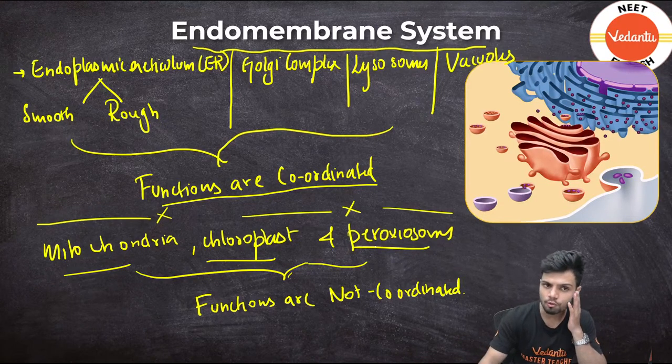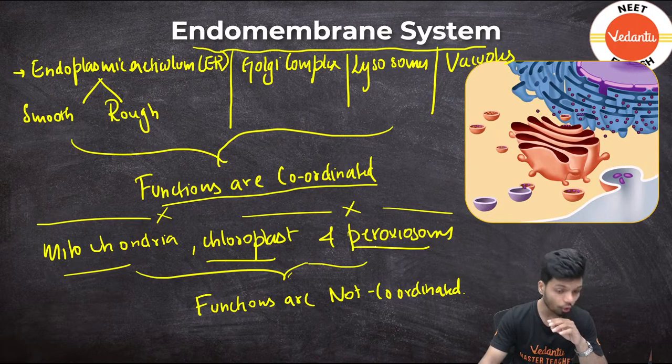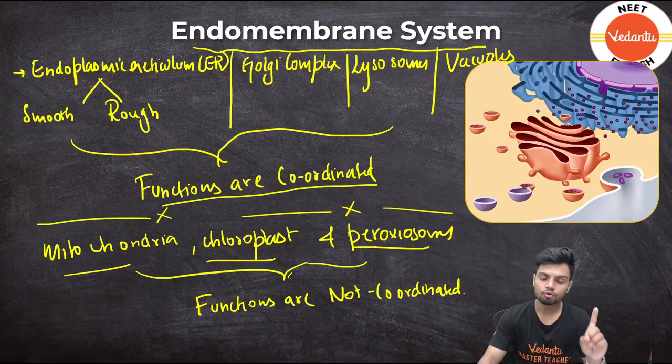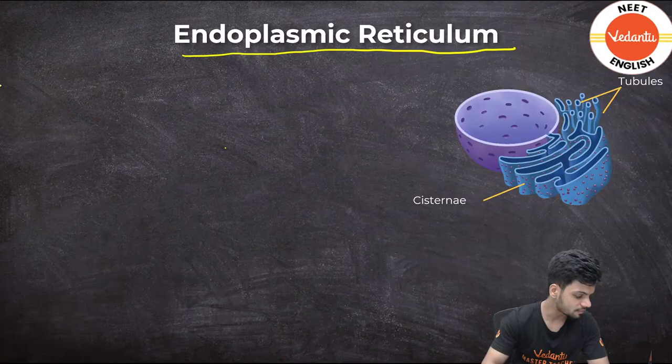So if I ask you a question, which of the following organelles is not part of the endomembrane system? I'll give you three examples, and one will be the odd one out. You should be able to tell which is the odd one out. They will ask you directly: Golgi complex, lysosome, vacuoles. Then they'll give you ER, Golgi, and lysosomes. And then they'll give you mitochondria.